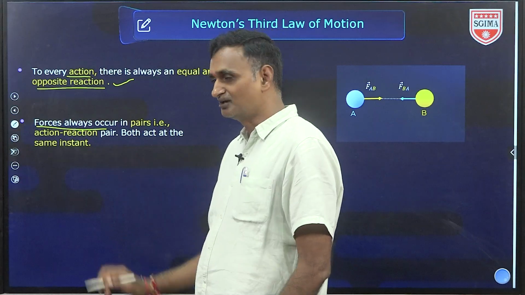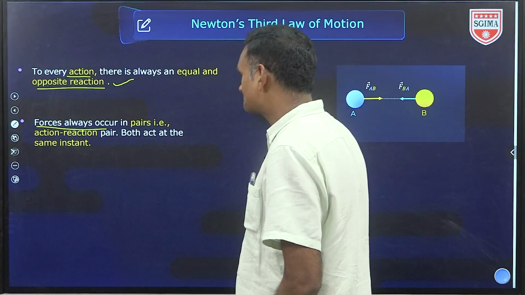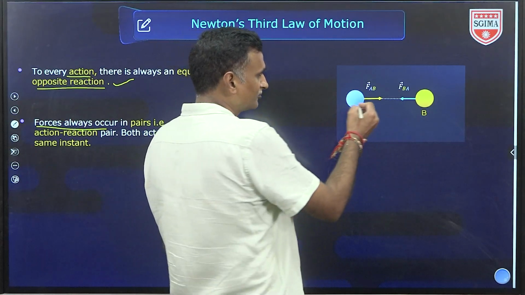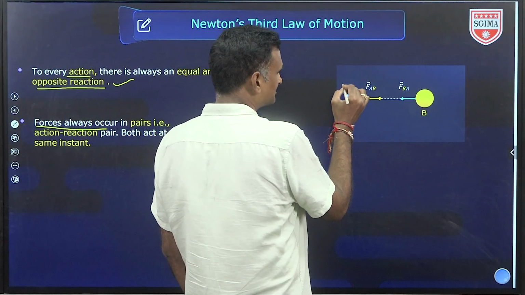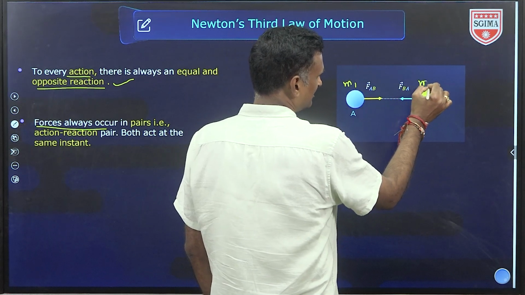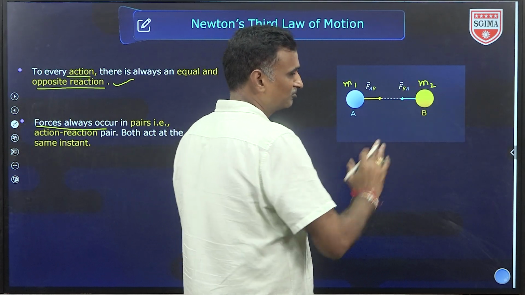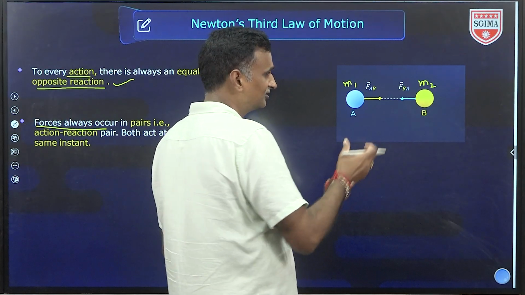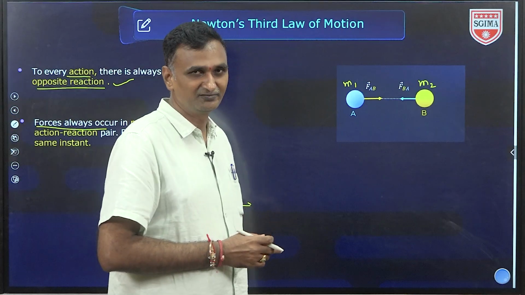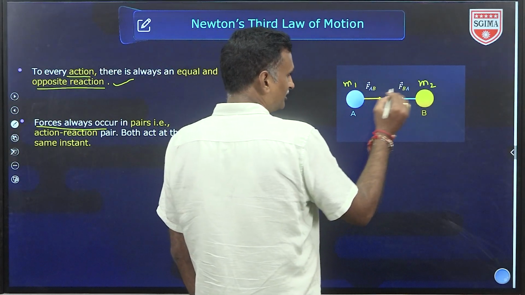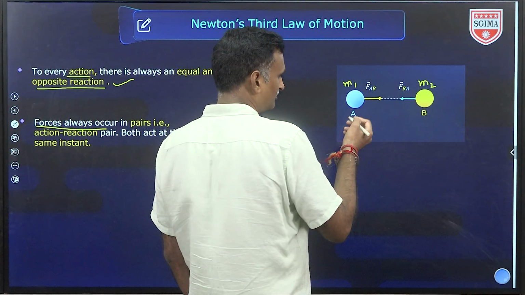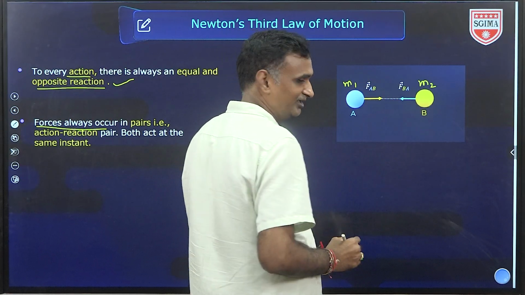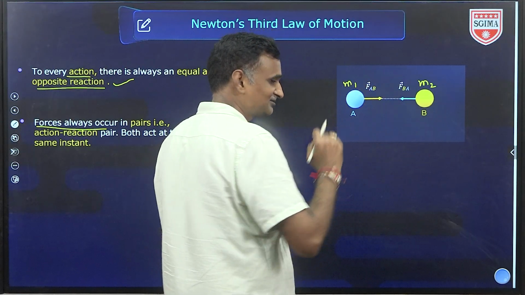Both act at the same instant. We can take some example here. Here are two masses, m1 and m2. When we consider two masses, the force between them is gravitational force. Now, m1 attracts m2, or you can take A and B. So, A attracts B and at the same time B attracts A.